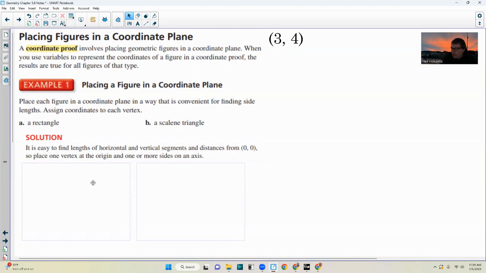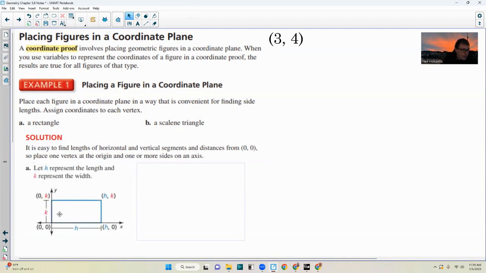Okay, so I'm just bringing this in from the book. So here's what they're talking about. If we were to put the corner at the origin, like it said to do, and put a side on the x-axis or on the y-axis, or both in this case, which makes it easier, then we can represent lengths. So let h represent the length and k represent the width. So the origin is 0, 0. That's the coordinates of the origin.